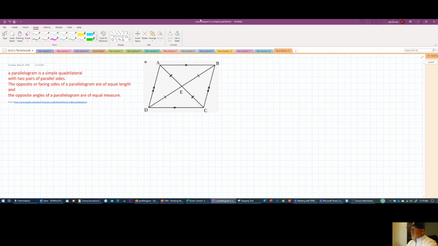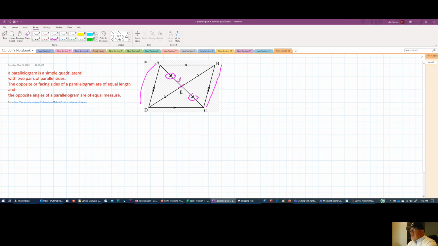So if we look here, side AB is parallel to side DC, and we can see that with the arrow or parallel marks there. And side AD is parallel to BC, we see that. Now I also want to point out something that's very, very important. Notice here, on the diagonals, they are bisected by both sides.